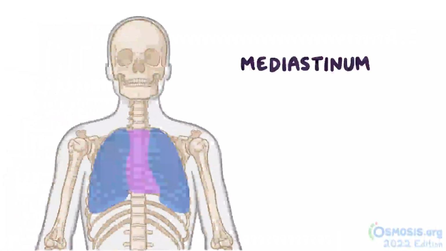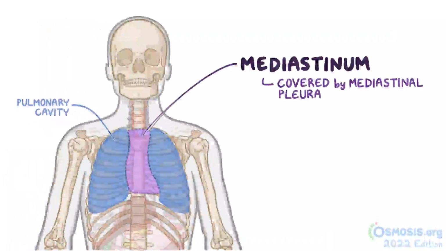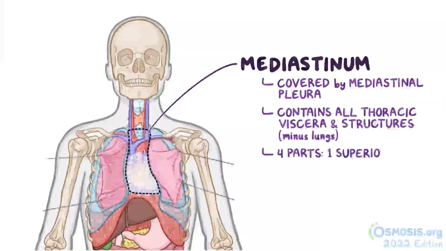The mediastinum is the central compartment of the thoracic cavity, and it lies between the two pulmonary cavities. It's covered on each side by the mediastinal pleura and contains all thoracic viscera and structures minus the lungs. The mediastinum is divided into 4 parts, one of which is superior, and 3 that are inferior.